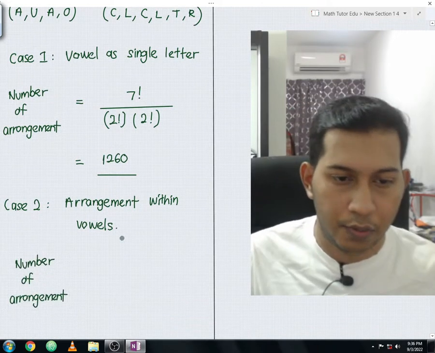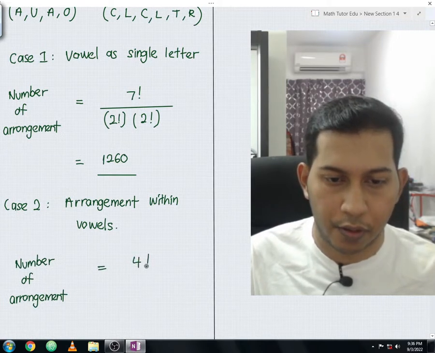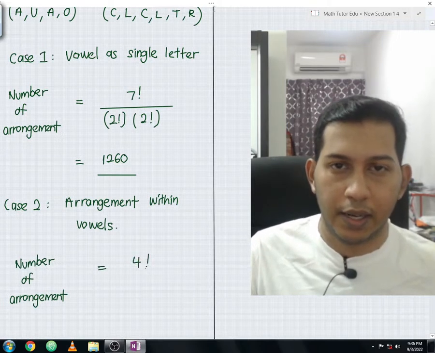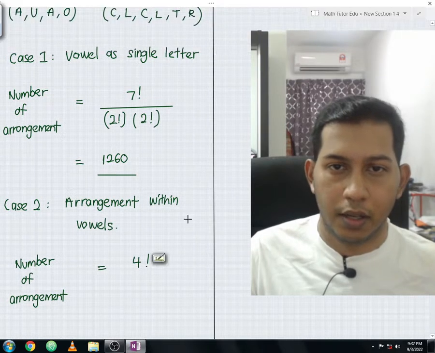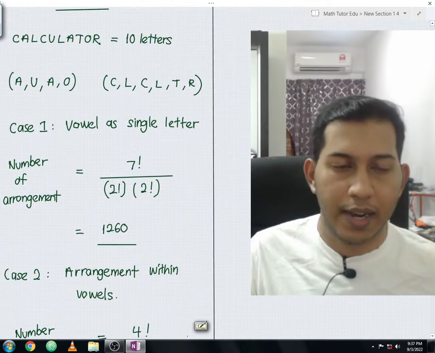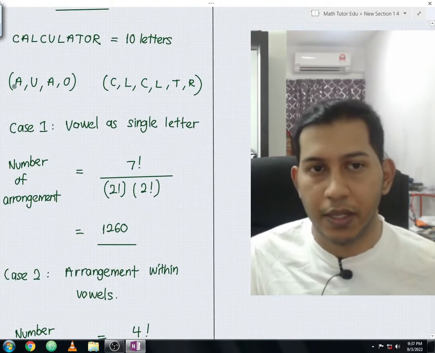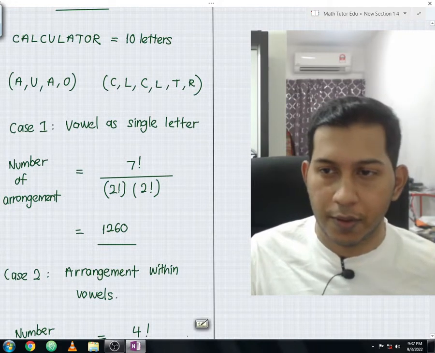So you have a total of 4 vowels, so you just write here 4 factorial. And then you apply the calculation for the repeated case. So you identify which letters are being repeated. Letter A. How many times is it repeated? 2 times. So you divide by 2 factorial.